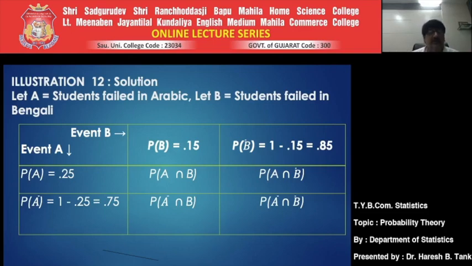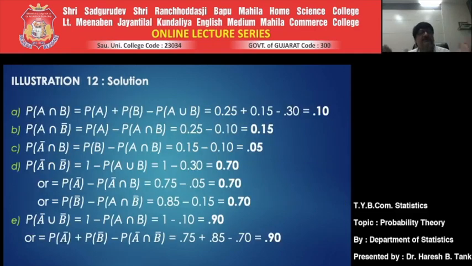Now, to get all these values, the formulas which we have seen in a tabulated form are to be used. Look at the probability of A intersection B. How will you get it? You know quite well now that the probability of A intersection B is nothing but the probability of A plus the probability of B minus the probability of A union B. All these three values are given to you: 0.25 plus 0.15 minus 0.30, which comes to 0.10. Fine enough?